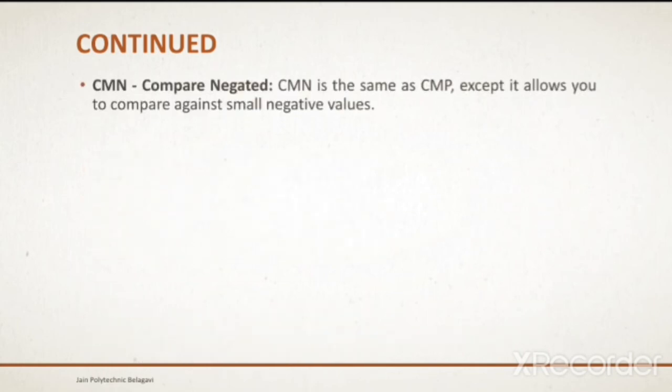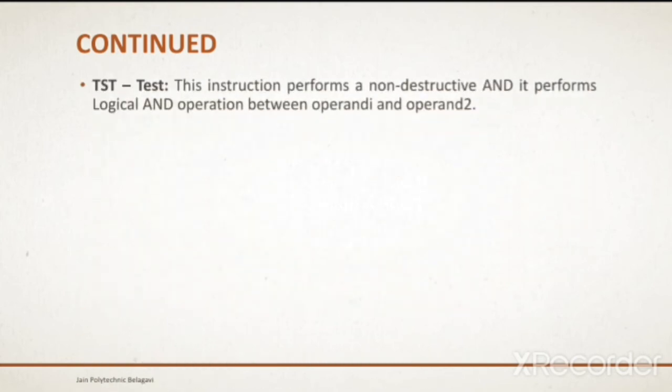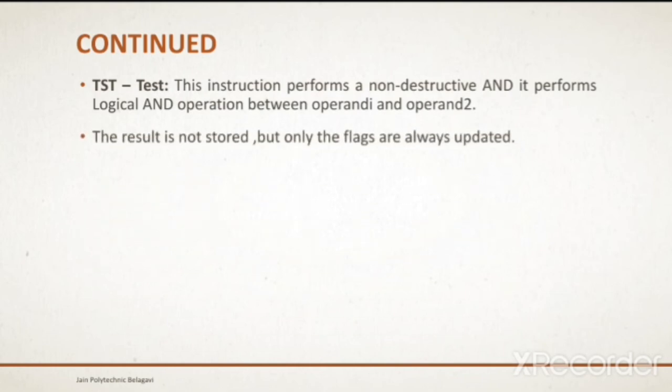The next instruction is CMN, compare negated. CMN is the same as CMP except it allows you to compare against small negative values. The syntax for which is shown. The next comparison instruction is TST, which is test. This instruction performs a non-destructive AND. It performs a logical AND operation between operand 1 and operand 2. The result is not stored, but the flags are always updated.